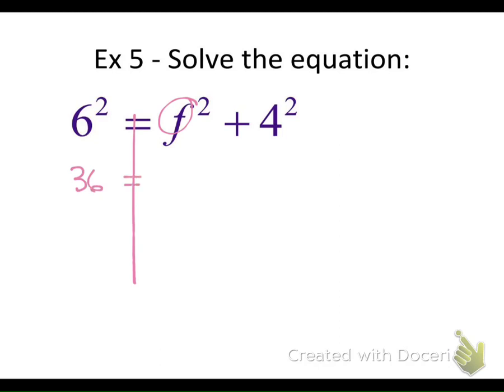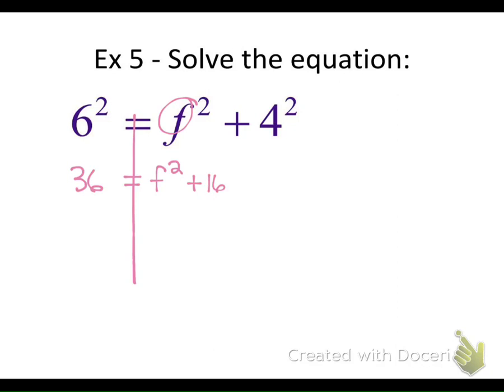Can I simplify f squared? No, it's still a variable with the squared. And then can I simplify 4 squared? Yes. What's 4 squared? Not 4 times 2, it's 4 times 4, which is 16.